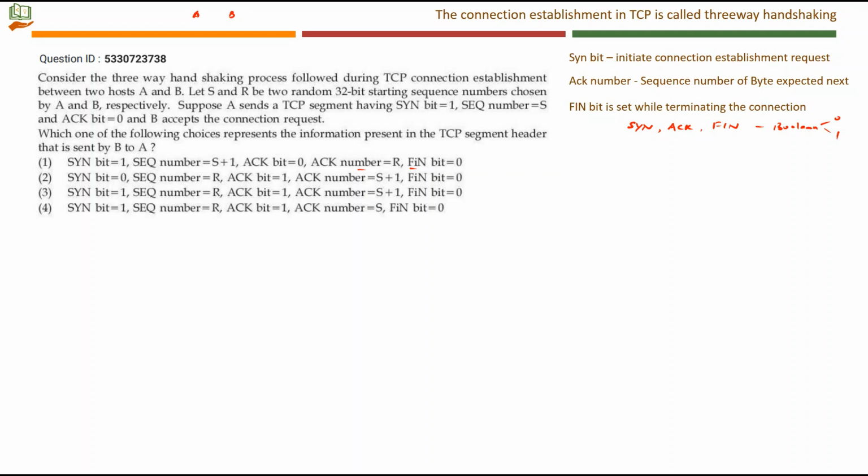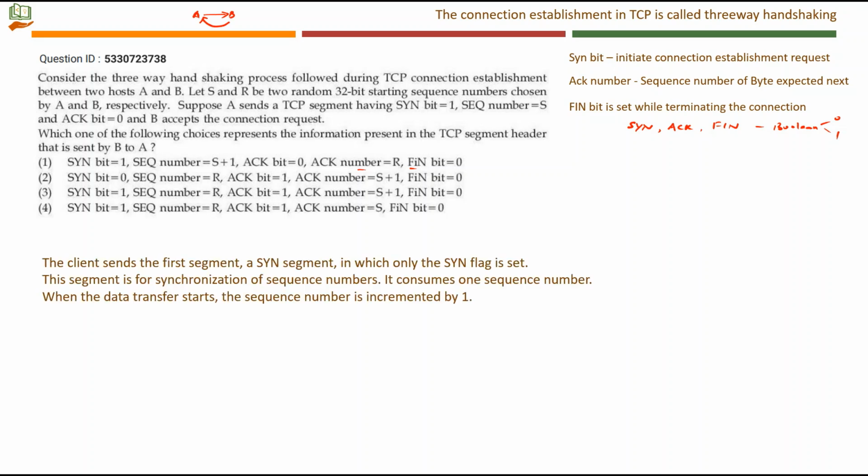Now they say A sends a segment having SYN bit equal to 1, sequence number equal to S, and acknowledgement bit equal to 0, and B accepts the connection request. So the scenario given in the question is what happens when A initiates a connection request to B. Now they have told us B has accepted the request. What happens when B responds back to A? In this three-way handshaking process, we will see what actually happens.